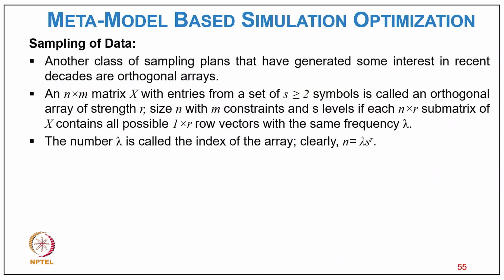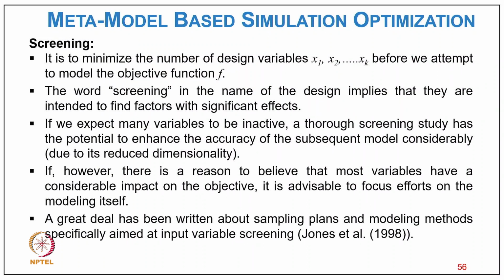Now coming to another class of sampling plan that has generated some interest in recent decades: orthogonal arrays. An n by m matrix X with entries from a set of s greater than 2 symbols is called an orthogonal array of strength r, size n, with m constraints and s levels, if each n by r submatrix of X contains all possible 1 by r row vectors with the same frequency lambda. The number lambda is called the index of the array, clearly n equals lambda s to the power r.